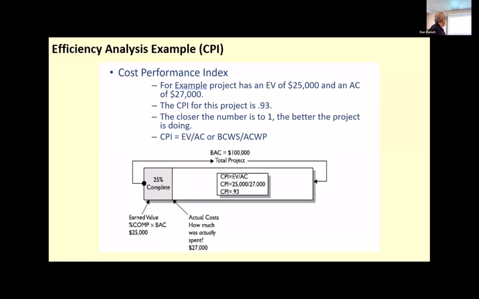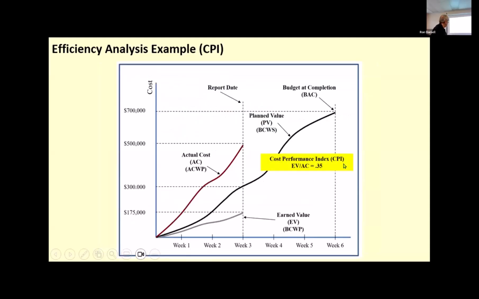One way to calculate cost performance index, this is just an example. We have a project that has an earned value of $25,000 and an actual cost of 27. So their earned value is 25,000. Actual costs, they've spent 27, but the project is only 25% complete. So they're at a 0.93 CPI. This may be helpful, may not. It's unfavorable that we're over budget. We're over by only $2,000 here at this point. You'd have to go back and analyze that and figure out if that makes sense. So the cost performance index is 0.35 on the project we just looked at. So they're only operating at 35% efficiency in terms of cost.